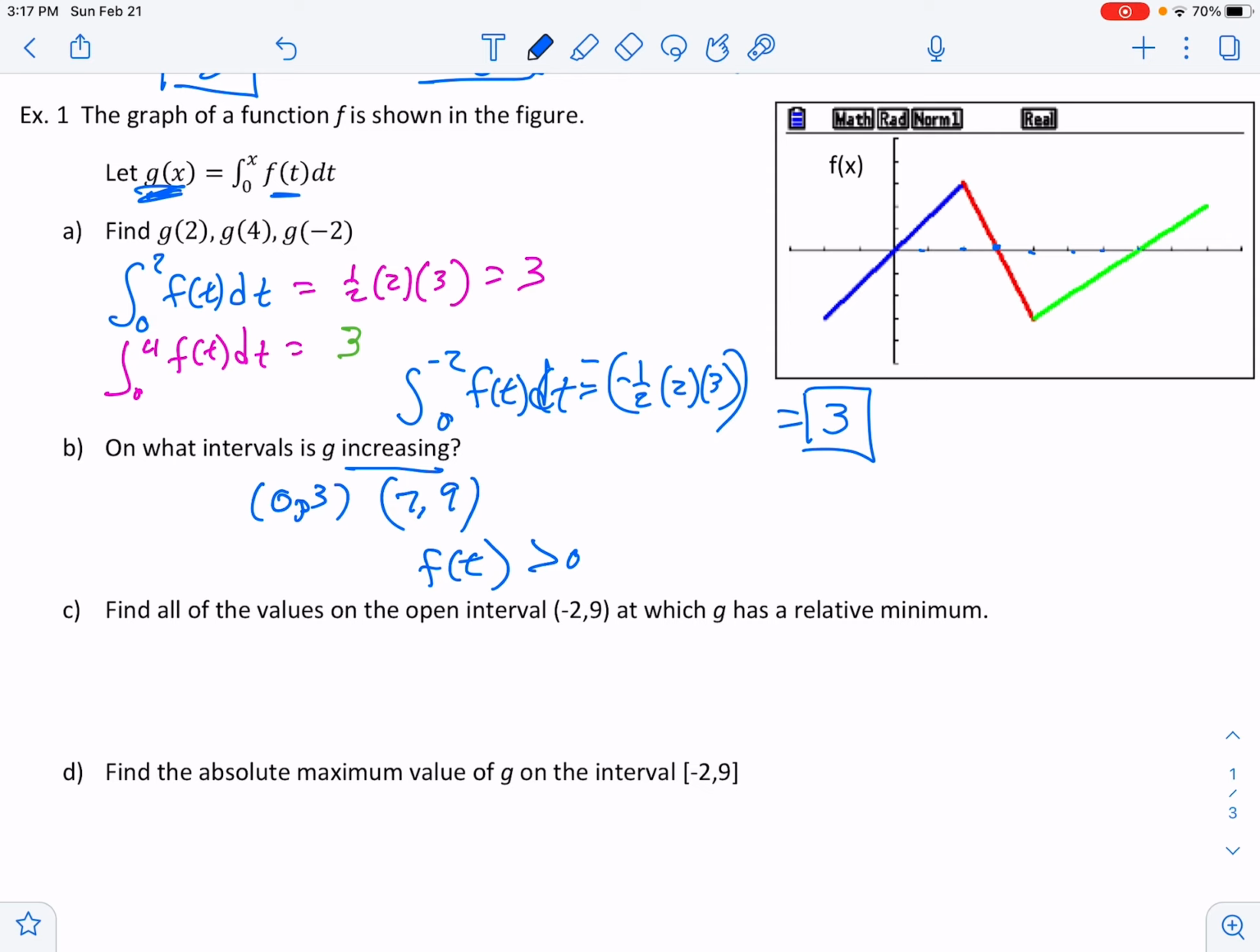Values on negative 2 to 9 where it has a relative minimum. A minimum, it changes, right? It's negative to positive, so negative to positive. Remember, this is the derivative. So at x equals 0, and at x equals 7.